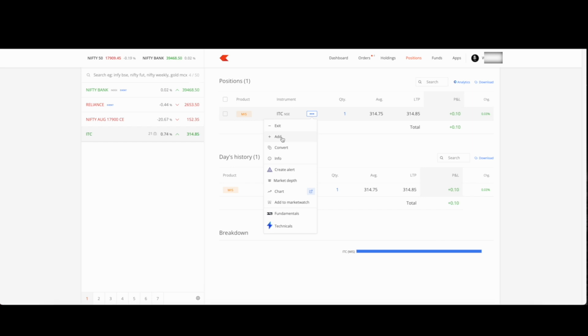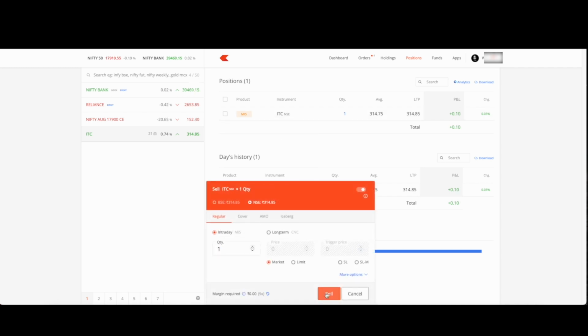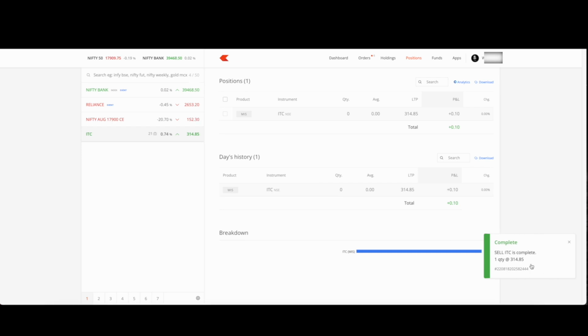If I click on add, I can add more quantities of ITC. Now to exit, I just click on exit and now click on sell. You can see here my trade is now complete. See traders, this is what you will do in intraday. You will buy the position and close the position on the same day.